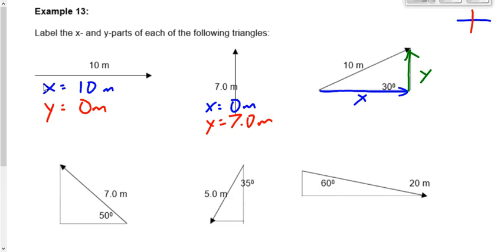What about this next one? Marshall's going to come up and he's going to label with blue for us the x component. He's not going to calculate the value, but he's going to label the x component of that 7 meters, and he's going to label the y component with red.